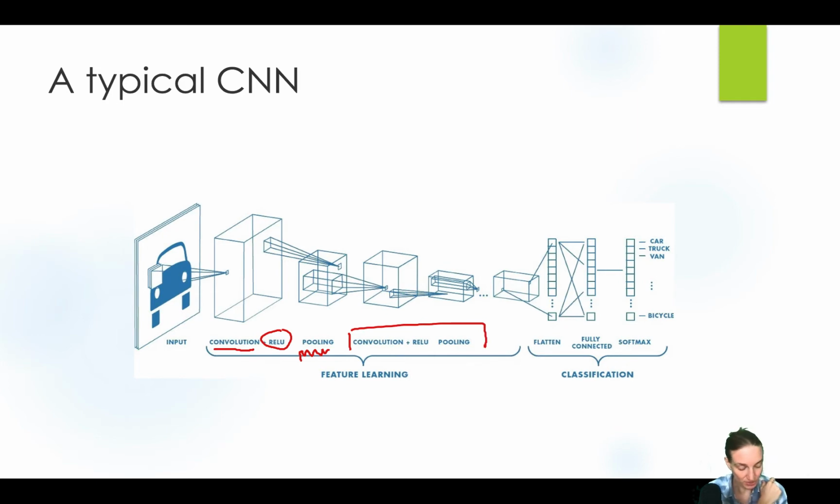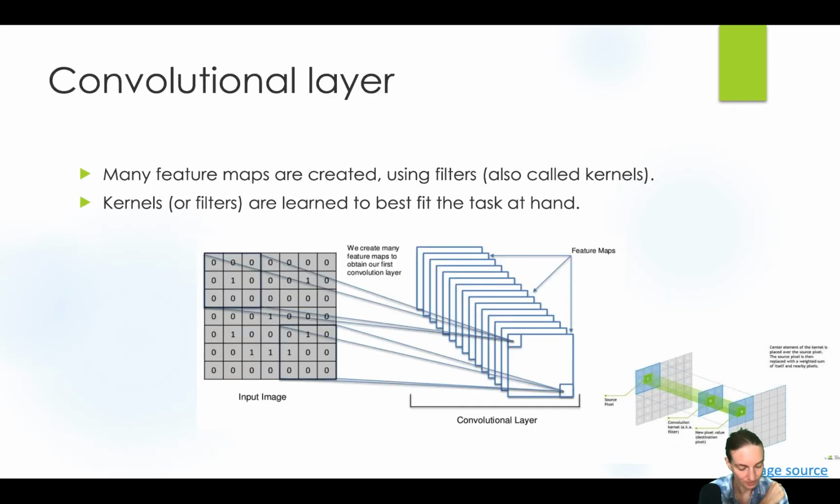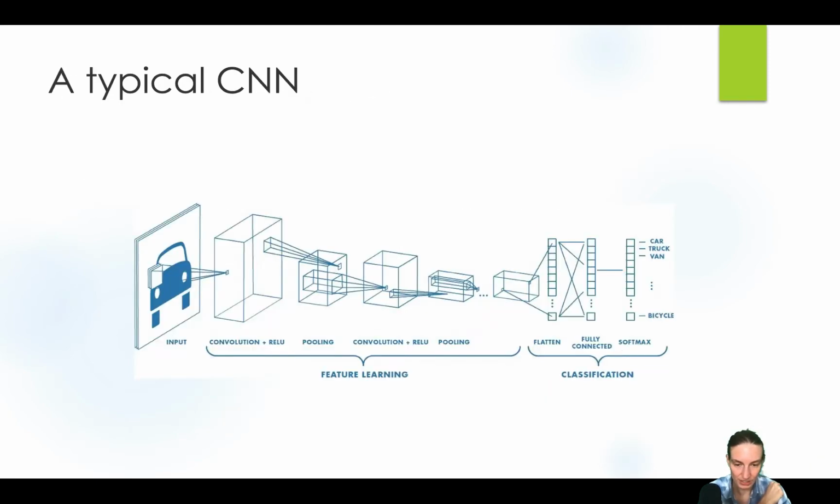Then, because we're still working with a 2D image with multiple channels, which is kind of 3D, we flatten it. We feed it into normal neural networks to get a final prediction. If we're doing classification, typically using softmax. We're going to go over each of these elements of this drawing in detail.